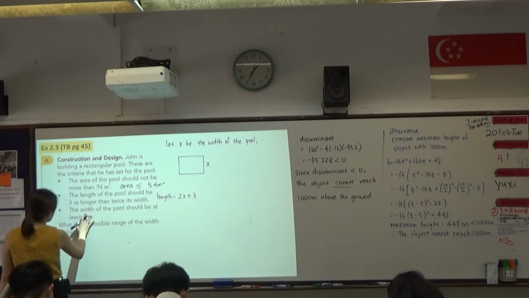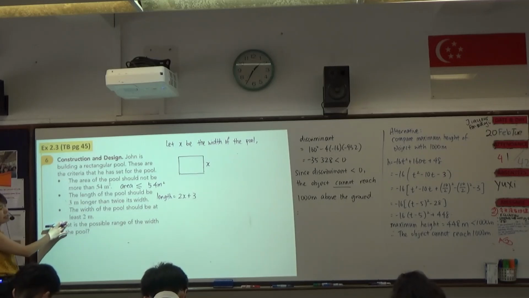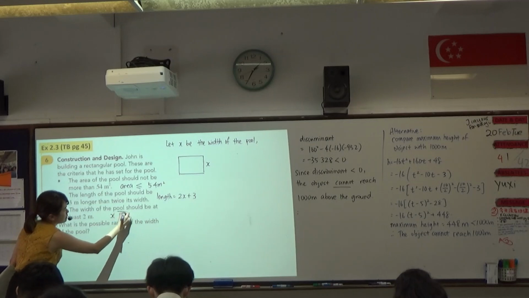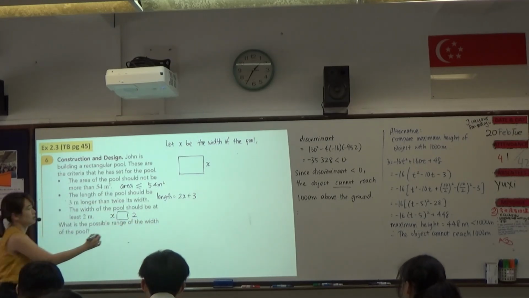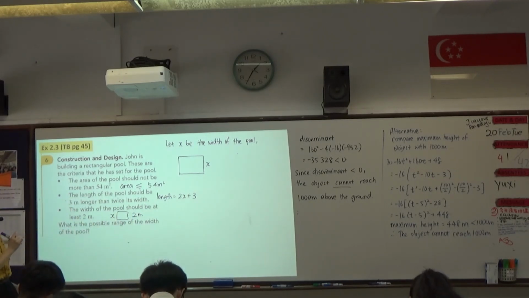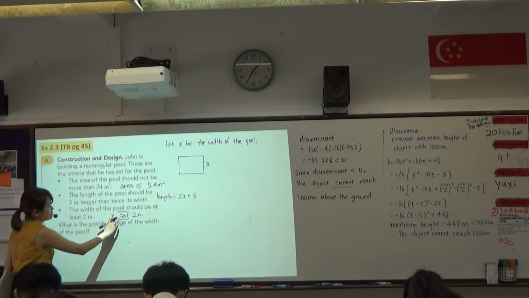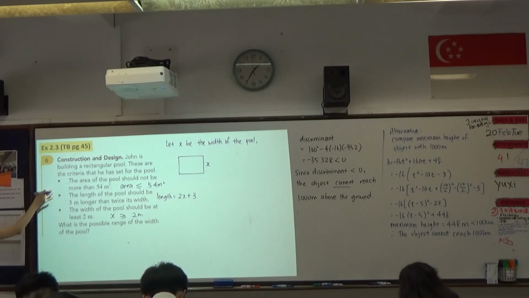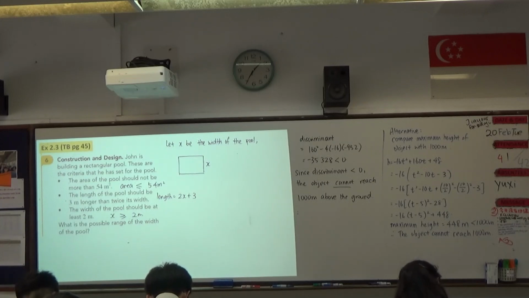Then after that, the question also said that the width of the pool should be at least 2 meters. That means that there is a lower boundary for our width. x itself, what is the inequality for 2 meters? Should this be less than? More than or equals to 2, because at least. So these 3 statements, we generate these 3 pieces of information in mathematical statements.